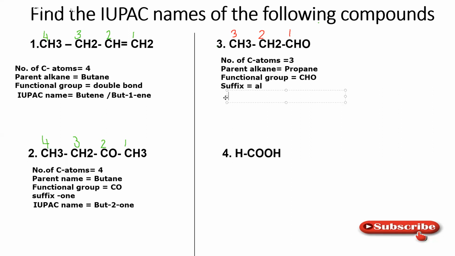So we can write the IUPAC name of this compound. In propane, E should be replaced by Al. So we can write propanal. This will be the IUPAC name. Is that clear?